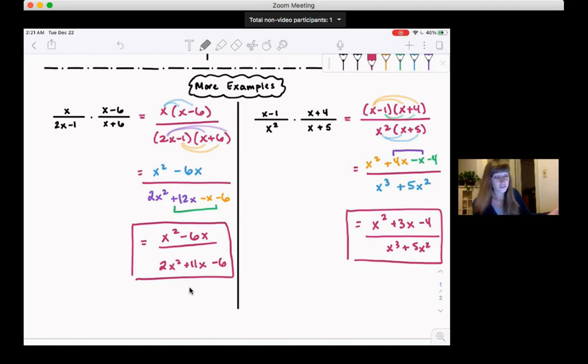And that's all there is to this lesson. So yeah, that's how you multiply algebraic fractions.